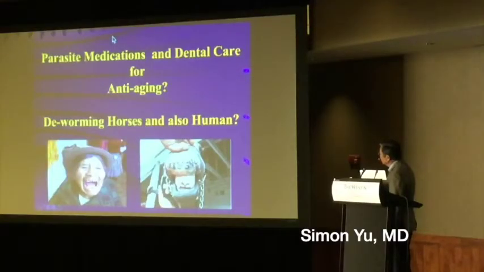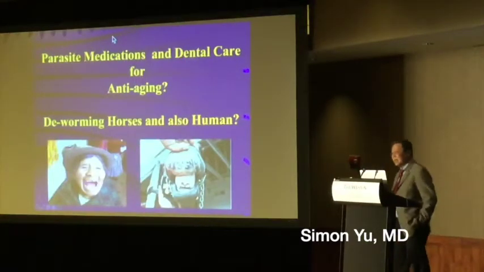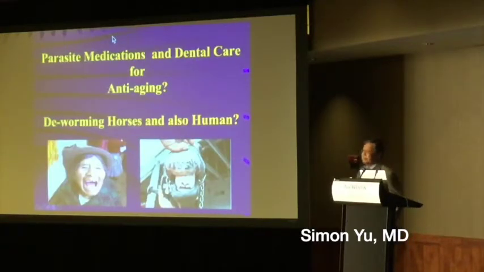So, parasite medication and dental care for anti-aging: deworming horse, and also for human. One day I was seeing a patient from Iowa, and she's a horse breeder, and I wrote up ivermectin and pyrantel pamoate with the tinidazole, and she's looking at it. She said, wait a minute, this is what I give for my horse. So we had a nice, interesting conversation, and she said, in the old days, this horse used to live for about 20 to 25 years.